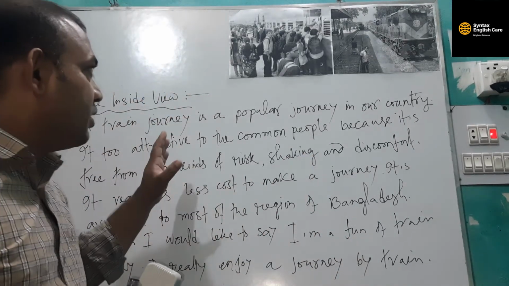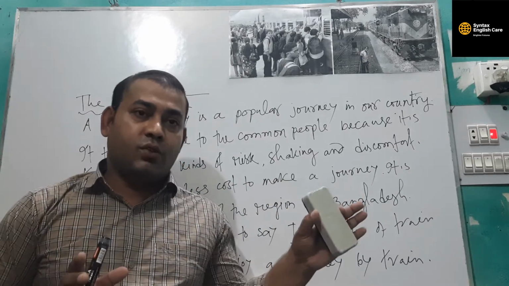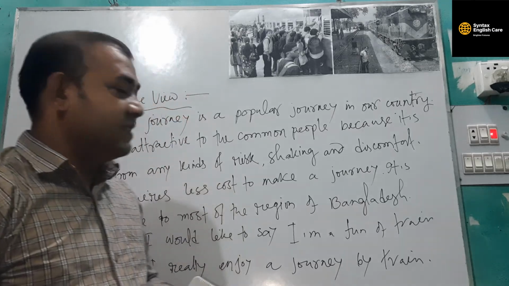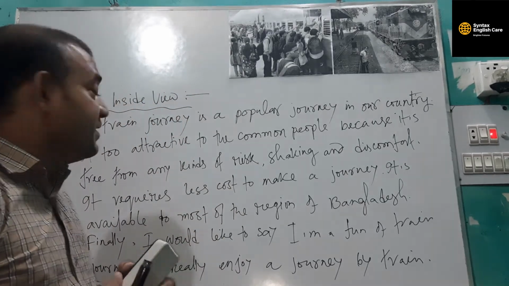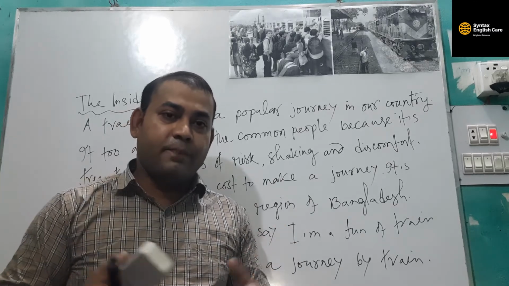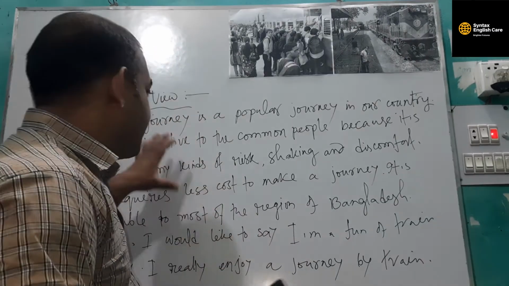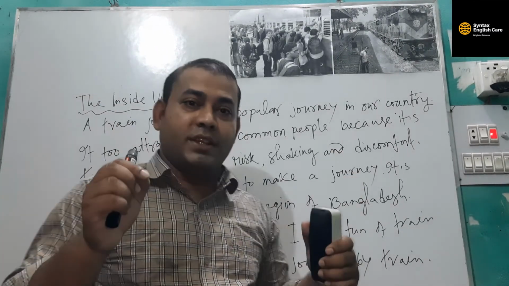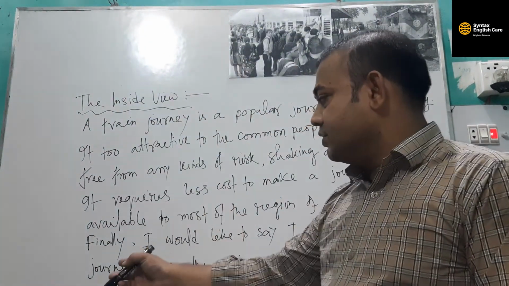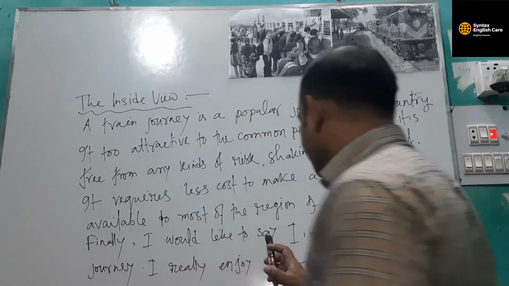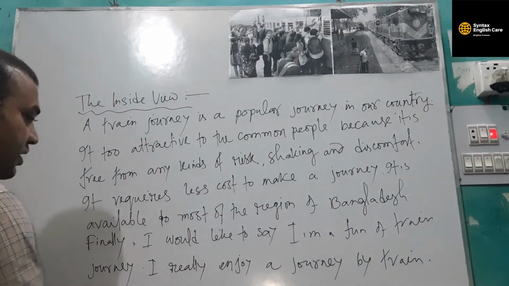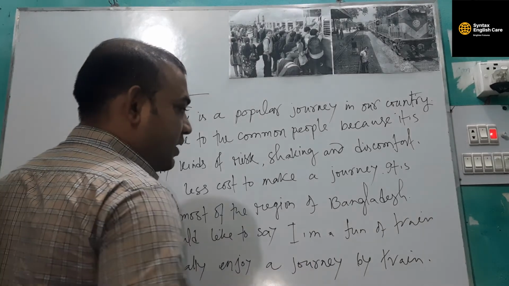First of all, you have to write the overview of what you exactly see from the photographs, and then you have to write the inside view. That's your own thinking, your own creativity. After writing the inside view, finally you have to write your comment, just in one or two lines. Like, finally I would like to say, I'm a big fan of train journey, and I really enjoy a journey of train.